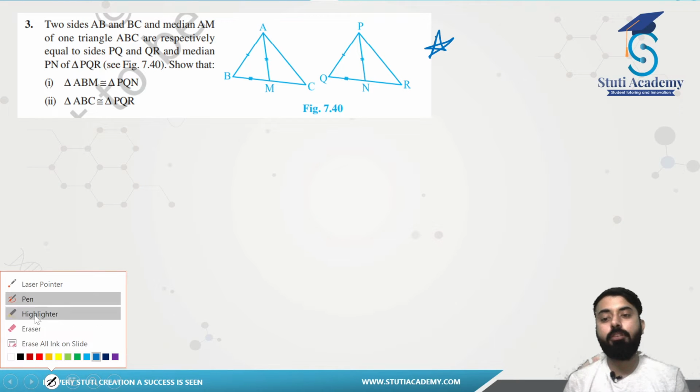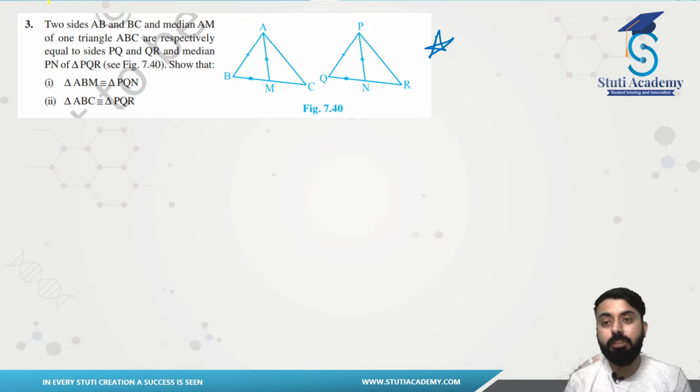You have what? Let's just use the highlighter here. I'm going to use the yellow ink. Two sides AB and BC and median AM of one triangle ABC are respectively equal to PQ and QR and median PN. That means this AB right here is equal to PQ.